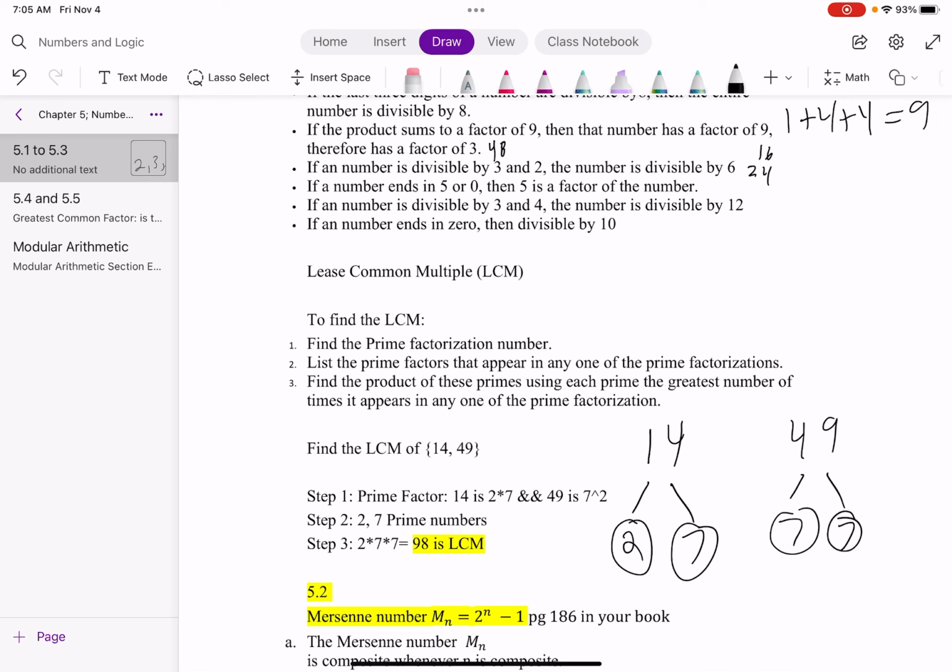And now what you do is you write your prime numbers down. So I have prime numbers of 2, and I have prime numbers of 7. Well, I only have one 2. So it's to the first power, which is just itself, but I still like to show it so we can see the pattern here.